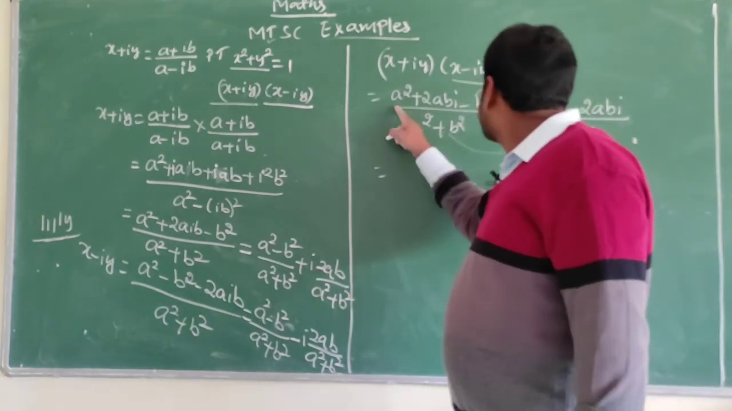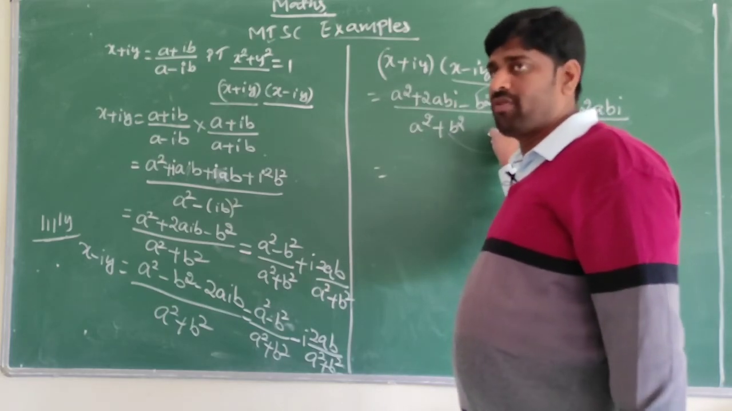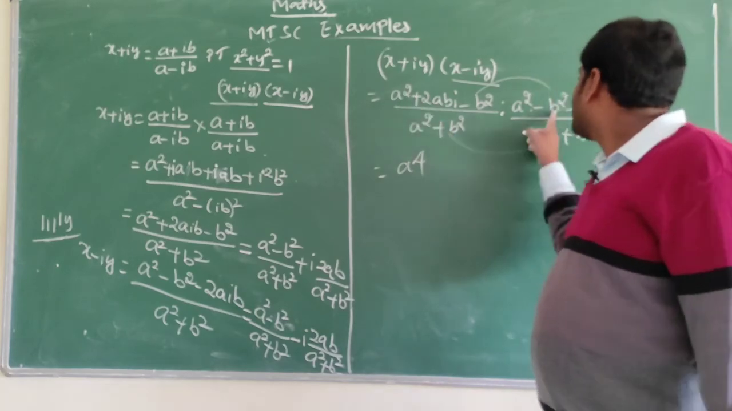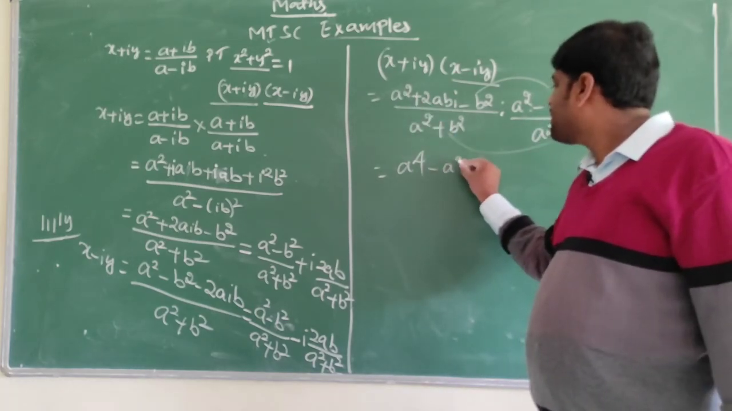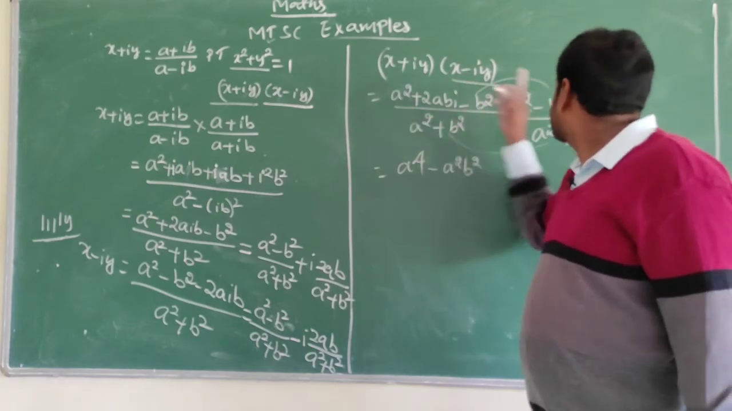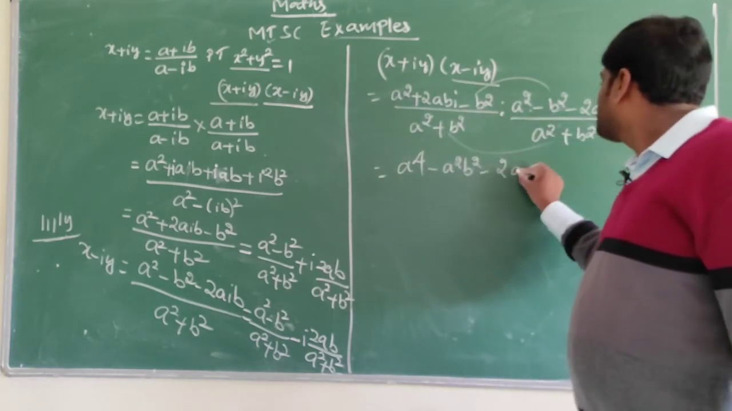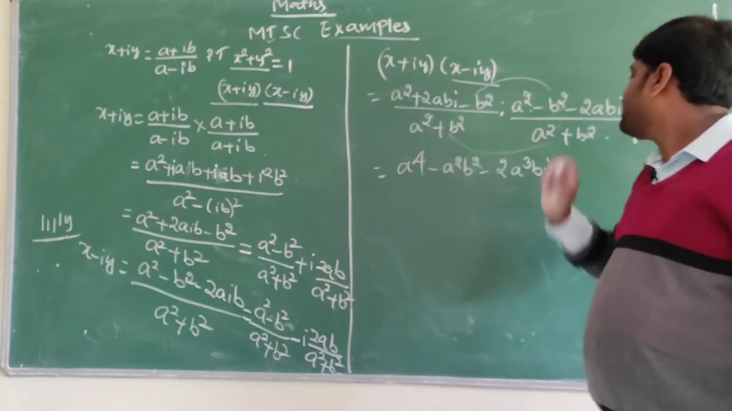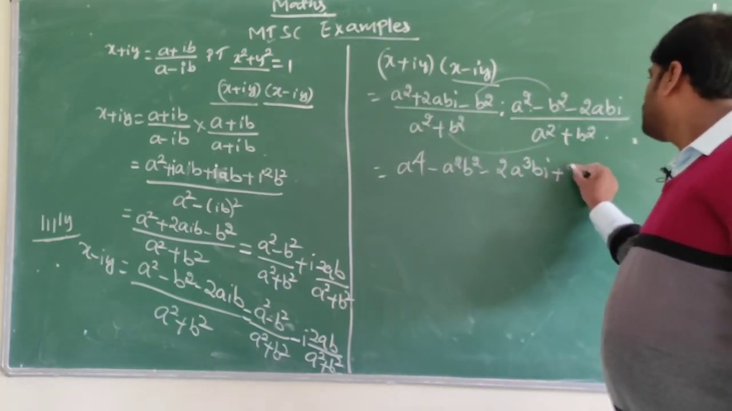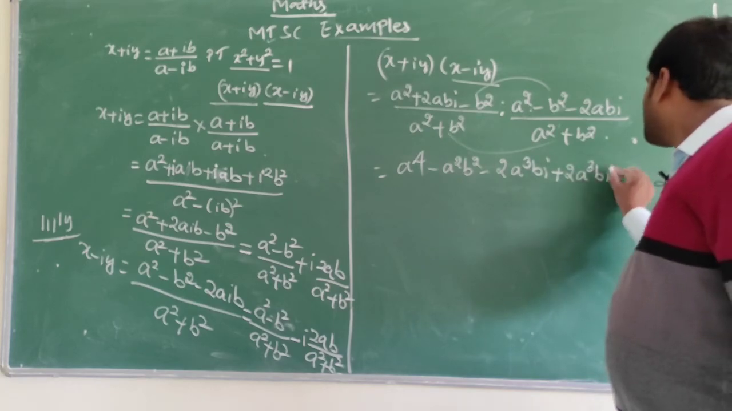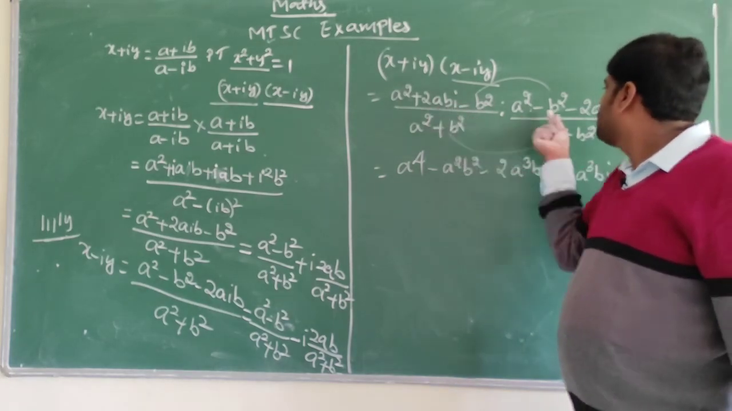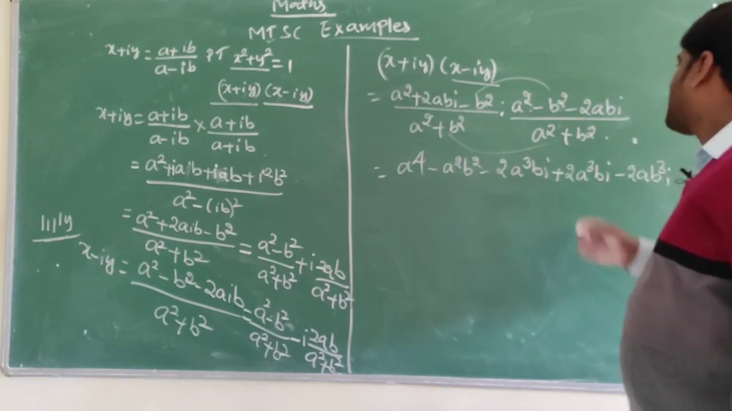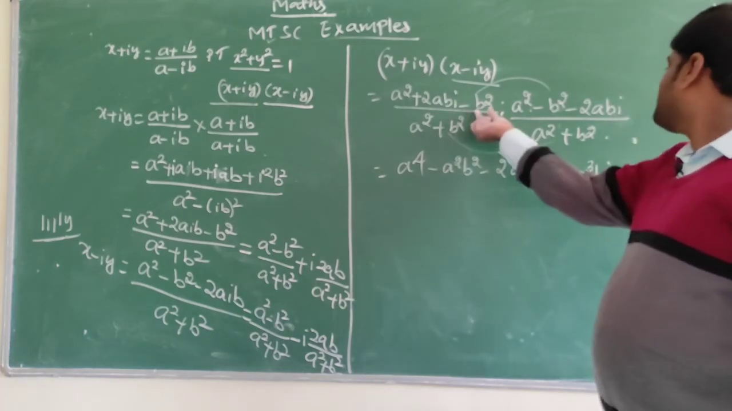So a square into a square is a to the power of 4. A square into minus b square is minus a square b square. A square into 2abi is 2a cube bi, and minus 2a cube bi. Again 2abi into a square is plus 2a cube bi. 2abi into b square is minus 2ab cube i. And again b square, come to b square.